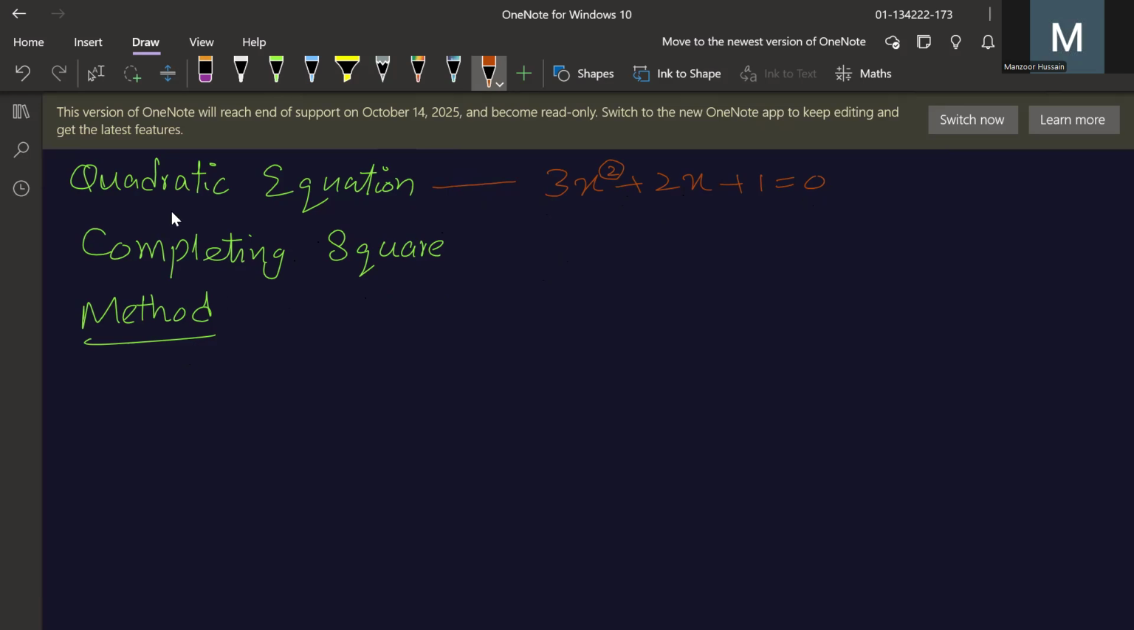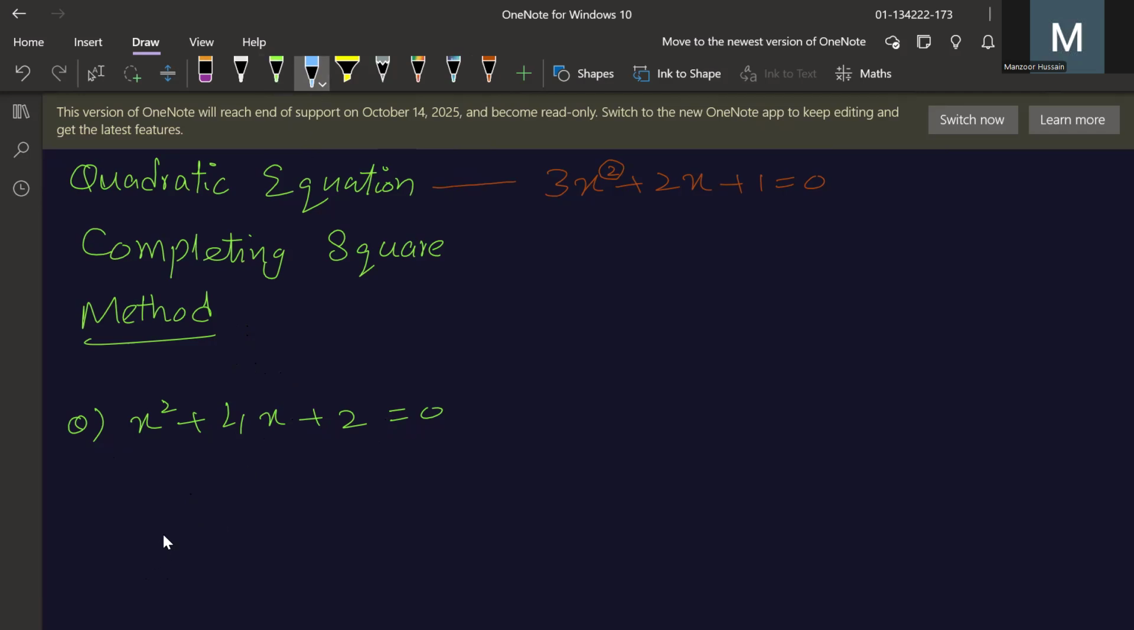Now I will come to the completing square method. Remember that we can solve quadratic equations by using the completing square method. There are two other methods as well, but in this lecture I will be doing the completing square method. First I will write the question, which is x squared plus 4x plus 2 is equal to 0. This is a quadratic equation. We have to solve this.